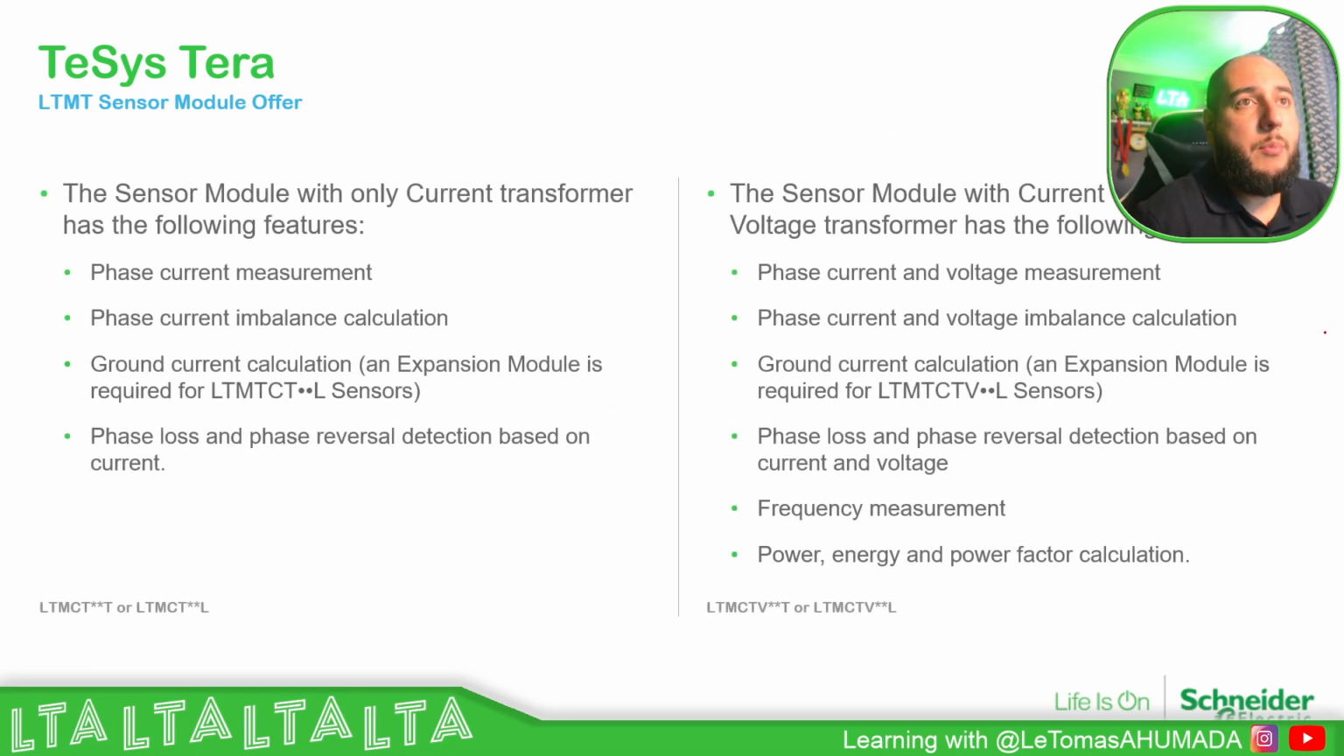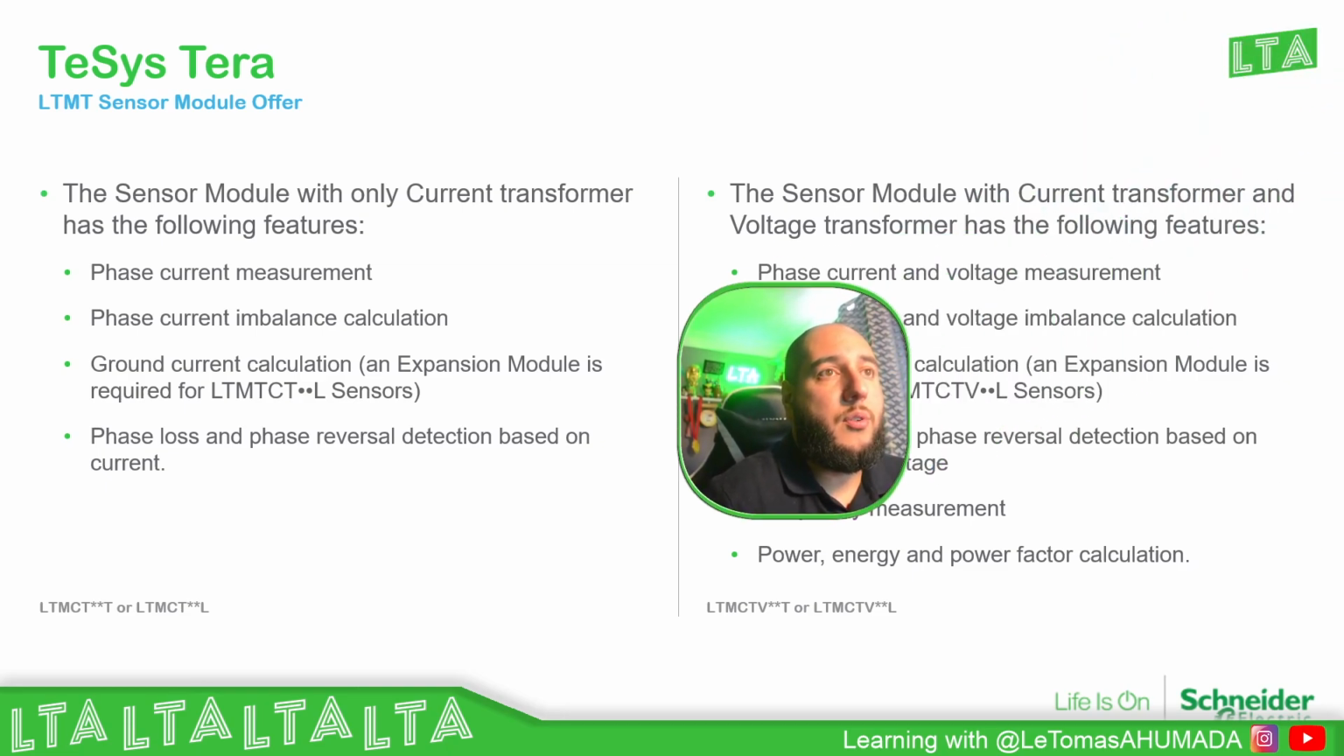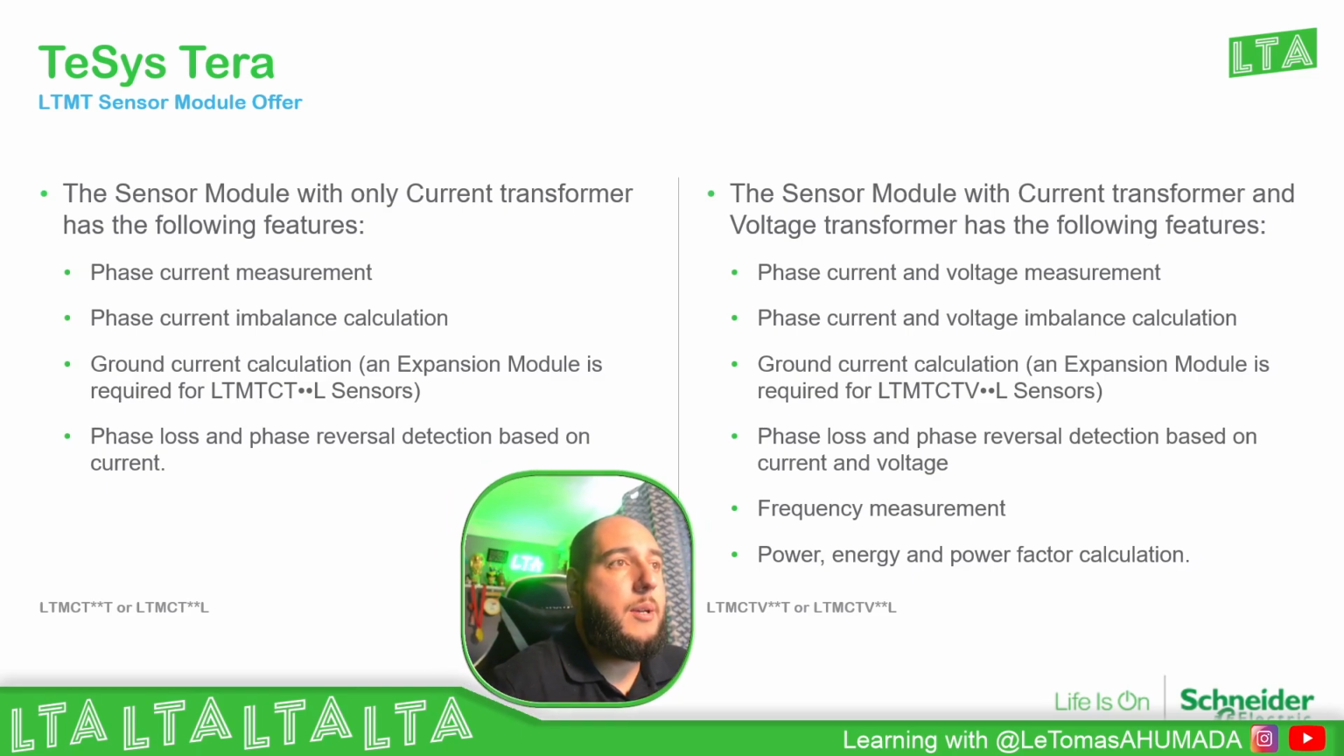So we have the possibility to have that sensor module with or without the voltage part. Okay, so here you can see some of the benefits. It will measure everything related to the current, the CT. But if you use the one that has the CT plus the voltage transformer, you should be able to have further information. Not only what you have with the current, but you can also have frequency, power, and energy, because you have current and voltage.